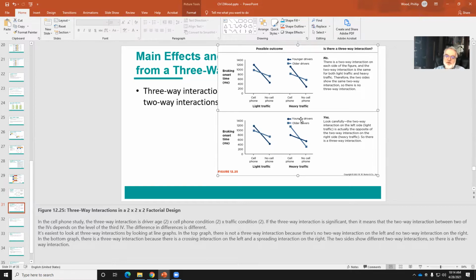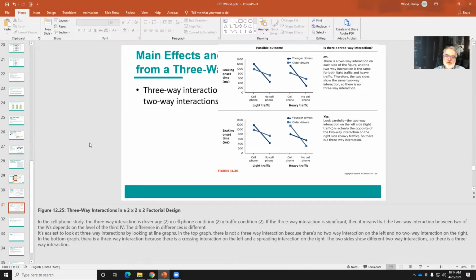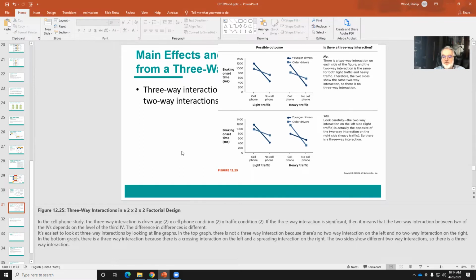And she's being a little tricksy here. Downstairs, you have an interaction going on here because she flipped the older group in one group to be the younger group in the other group. So in this particular case, younger and older has been flipped in the two conditions. Yes, you have an interaction, but the pattern of the interaction is exactly opposite across light versus heavy traffic conditions. This does not happen usually in practice.